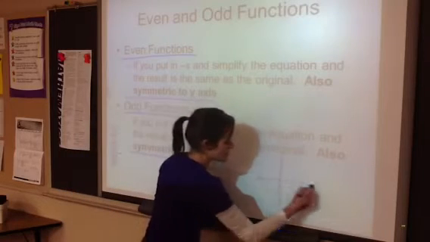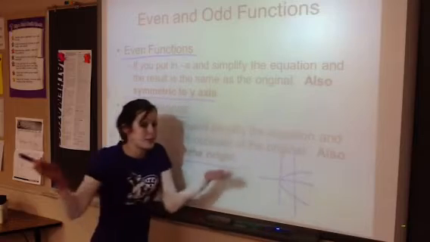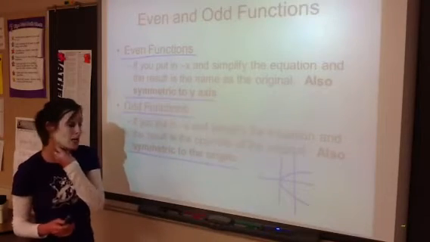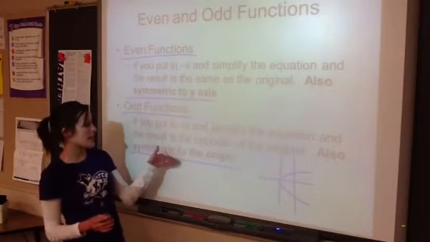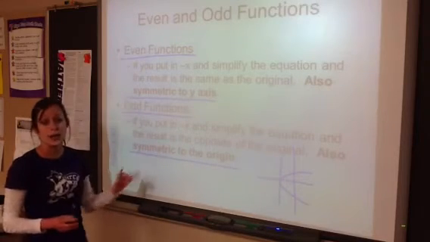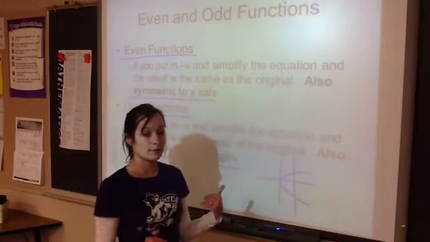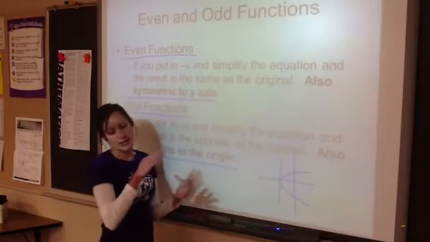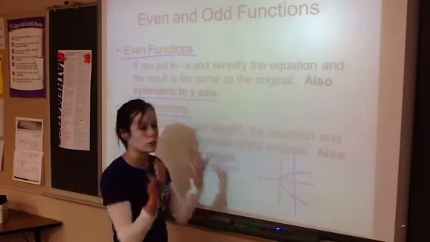Because if it's symmetric to the x-axis, that means it has to fold over the x-axis. And remember, that doesn't pass the vertical line test. So it will never be symmetric to the x-axis if it is even or odd. Even and odd functions have to be a function in order to be even or odd. Symmetric doesn't necessarily have to be a function. It just has to be a graph that will fold over one of the axes.